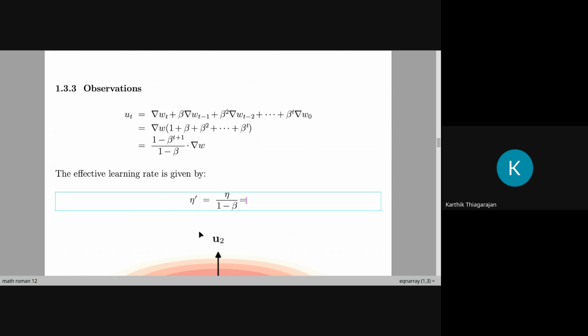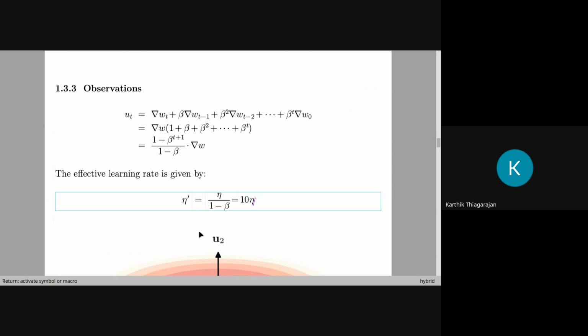So this will be what? 1 minus 0.9, 0.1. This will be 10 times eta, right? For a particular value of beta, I'm saying. So when you are in a region where for a considerable amount of time you are moving in the same direction, effectively, what does that mean? That means increasing or bumping up your learning rate so that you move really fast.